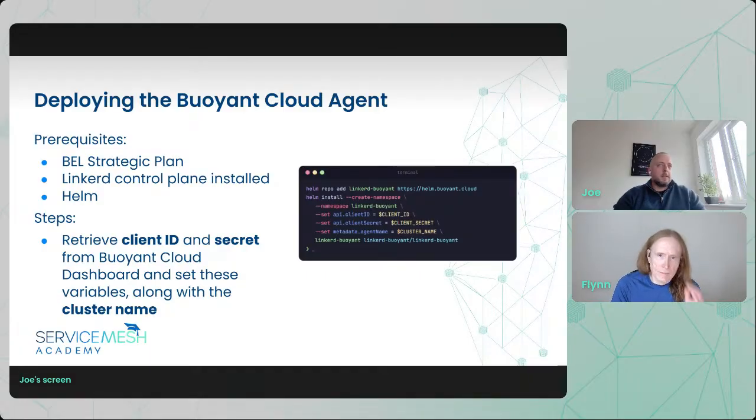Yeah. So once the prerequisites have been met, obviously we need to grab the client ID and secret, which can come from the Buoyant Cloud dashboard, which we do have some links for, I believe. There's a couple of places you can get those details from. As you can see, the actual install command isn't tons and tons of overrides and code. It's pretty small, pretty simple, pretty easy, and as always, low barrier to entry.